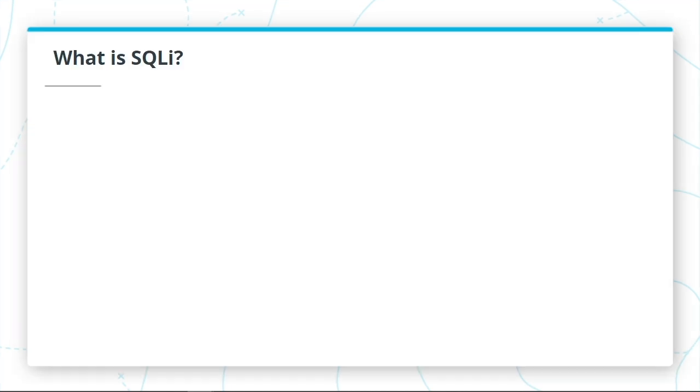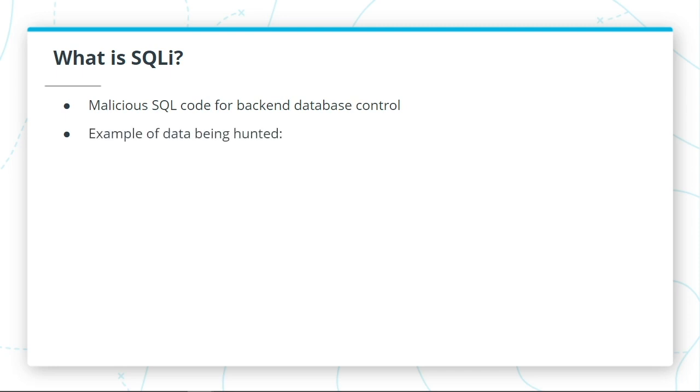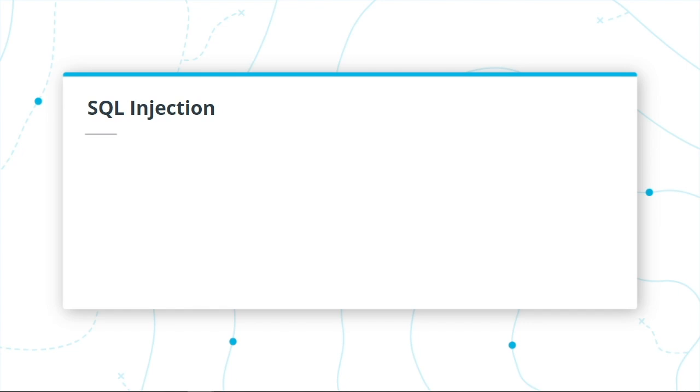SQL injection, also known as SQLi, is a typical attack vector that utilizes malicious SQL code against the database. These codes are usually entered through a user input field, like your username field or your password field, or even the URL field in your web browser. SQL injection most of the time is hunting for data. Examples of data being hunted include sensitive information, maybe client records, passwords, credit card information, and things like that.